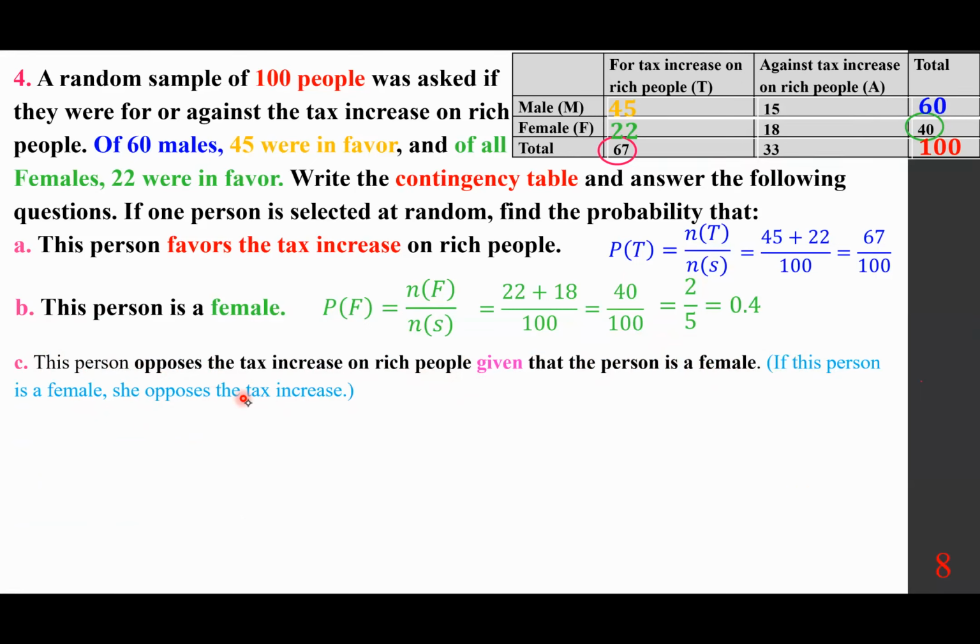So first, I want to remind you of conditional probability. Probability of A given B is probability of A intersection B over probability of B. Probability of B given A is probability of A intersection B over probability of A. That's a formula. You have it in your formula sheet. And this line segment is read given.